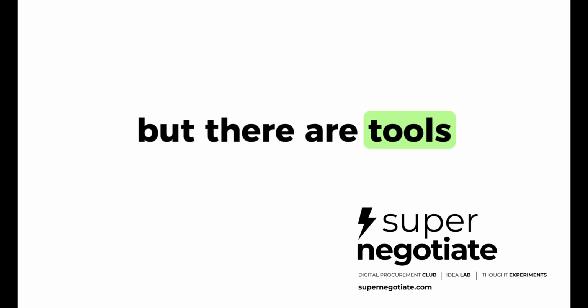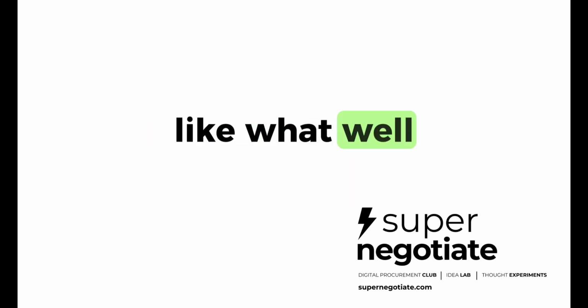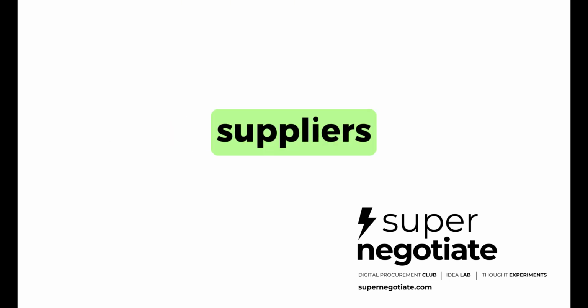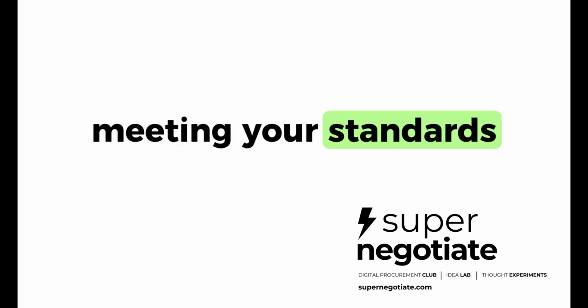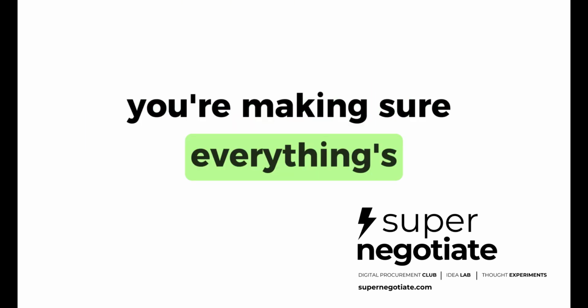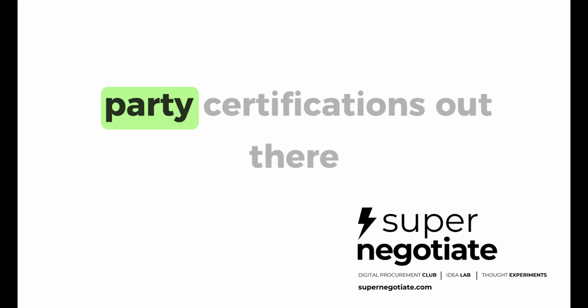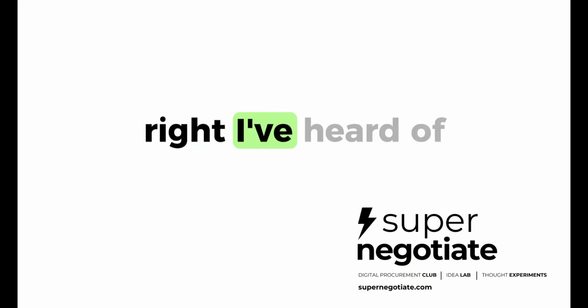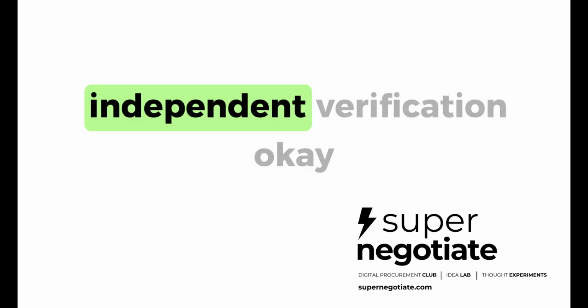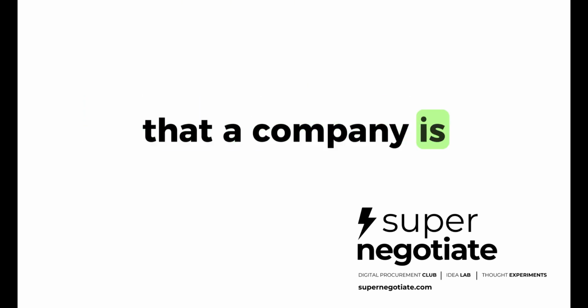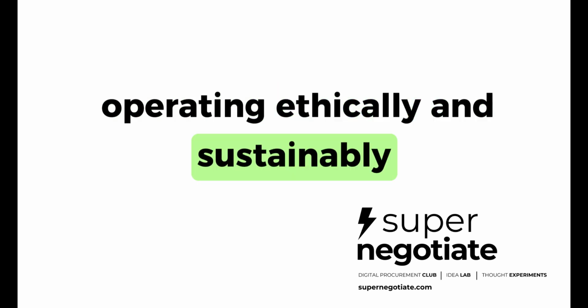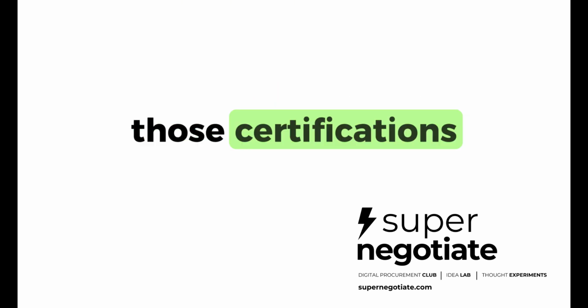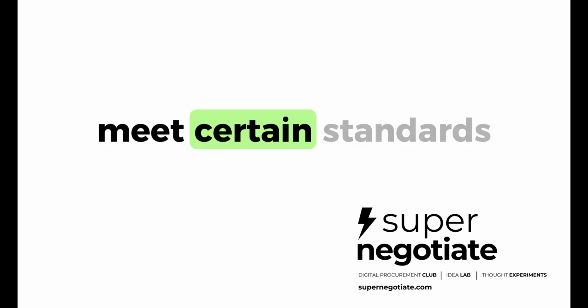But there are tools out there to help. Like what? Well, there are supplier audits, where you actually go and check out your suppliers' facilities, make sure they're meeting your standards. You're kicking the tires. You're making sure everything's legit. And there are third-party certifications out there, too. I've heard of those, like Fair Trade or B Corp. Exactly. They provide that independent verification that a company is operating ethically and sustainably. So I can look for suppliers that have those certifications as a way to ensure that they meet certain standards.